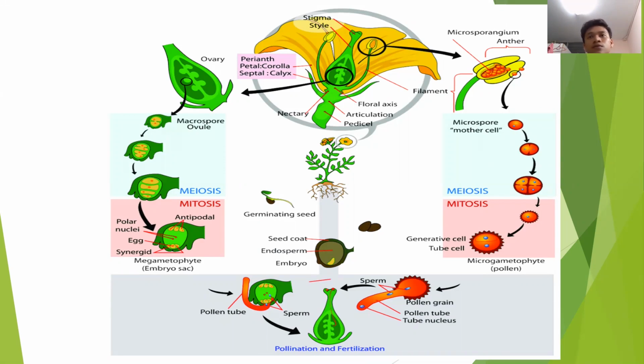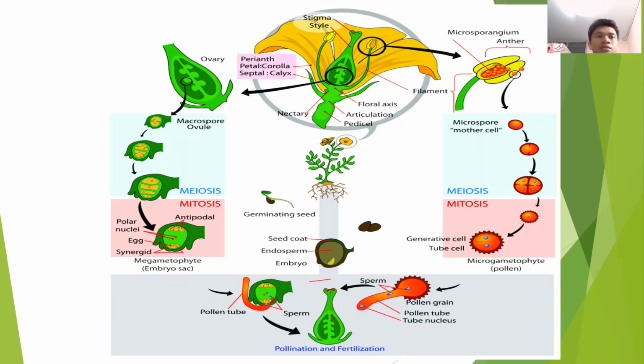For the first step, microspore mother cells undergo meiosis to produce microgametophytes, which are pollen, from mitosis, and then they have generative cells and tube cells. Then during pollination, pollen is transported from the anther to the stigma of the carpel. Here, the tube cell produces a pollen tube that carries the two sperm to the micropyle of an ovule. Then flowering plants undergo double fertilization, in which one sperm unites with an egg, forming a diploid zygote, and the other unites with polar nuclei, forming a triploid endosperm nucleus.